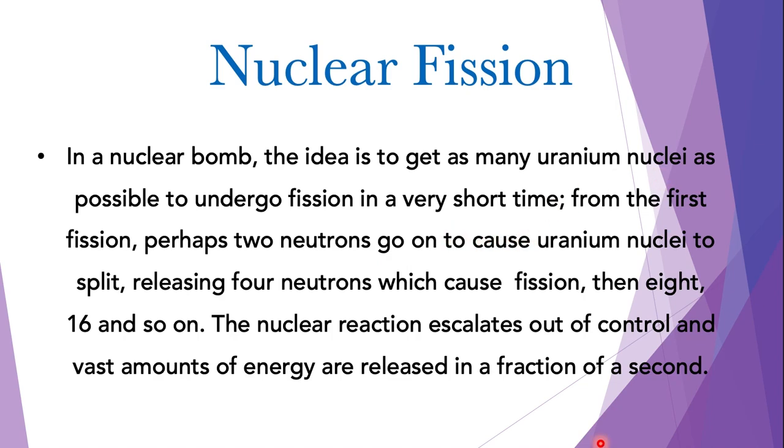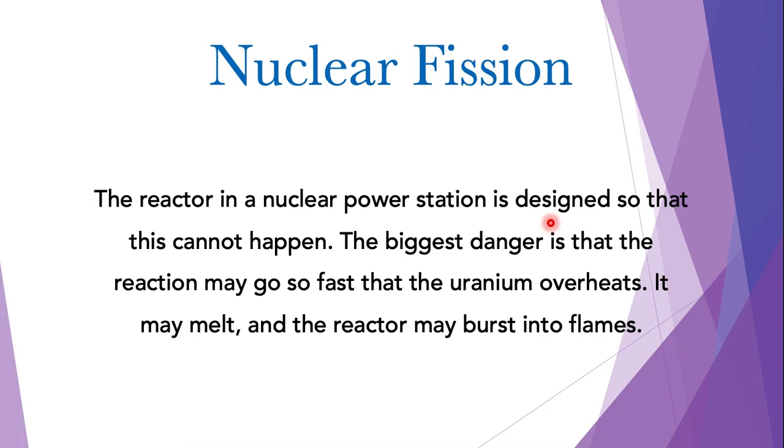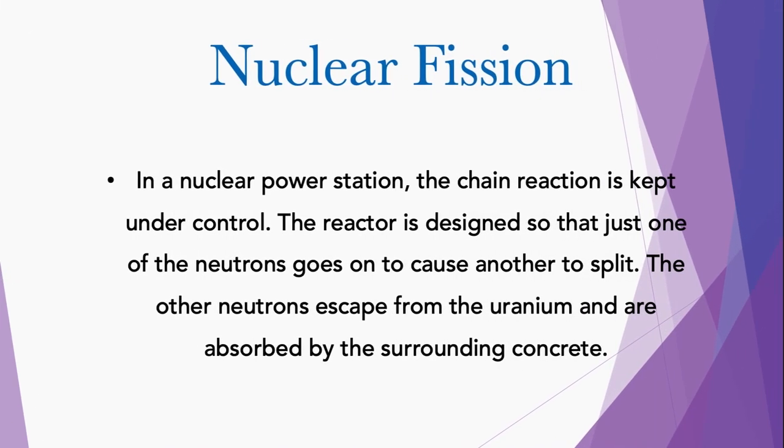The reactor in a nuclear power station is designed so that this cannot happen. The biggest danger is that the reaction may go so fast that the uranium overheats. It may melt and the reactor may burst into flames. So that is also dangerous. That is why we keep these chain reactions under control, because we don't want this to happen, okay? The uranium getting overheated and melting in the reactor, bursting into flames, nobody wants this. So that is why the nuclear reactor is surrounded by concrete, so that the neutrons escaping from the uranium are absorbed by the surrounding concrete.